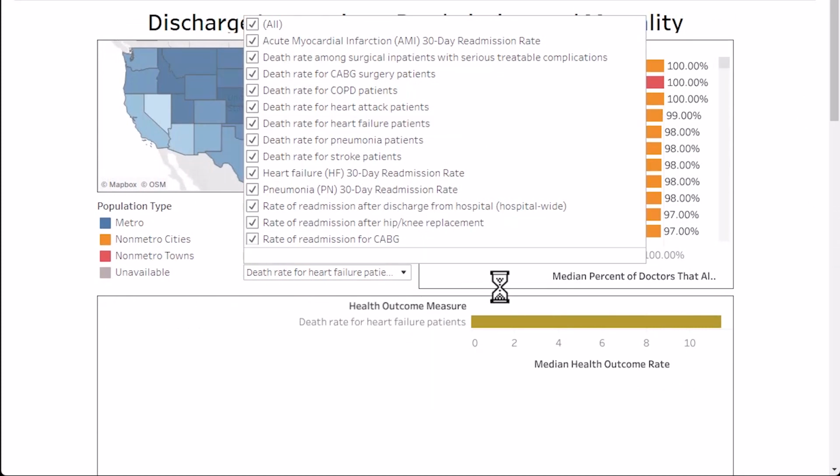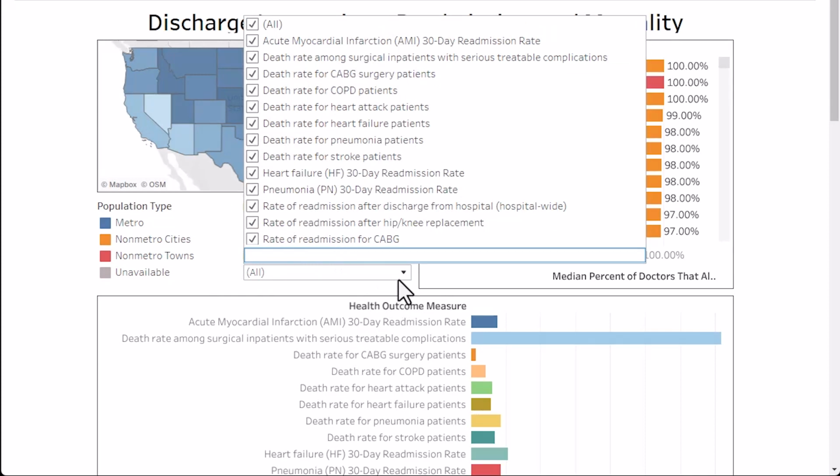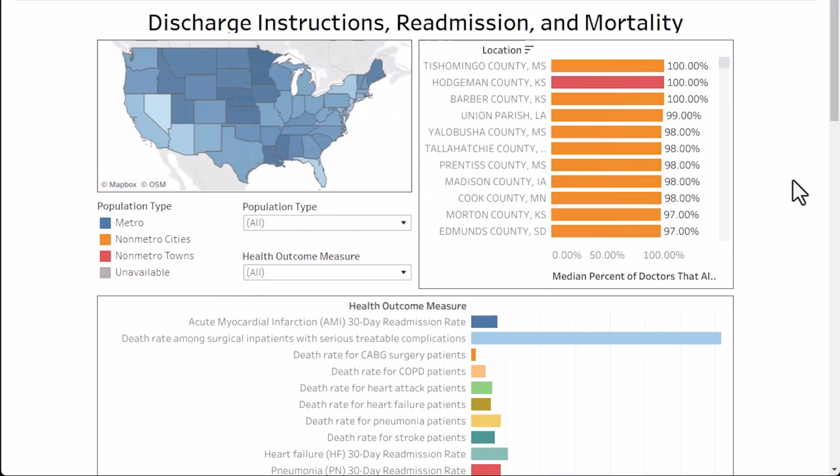Click on all again, and that will repopulate the data to include all health outcome measures. So you are able to select one, but you're also able to select multiple health outcome measures. So this is the dashboard for discharge instructions, readmission, and mortality rates.